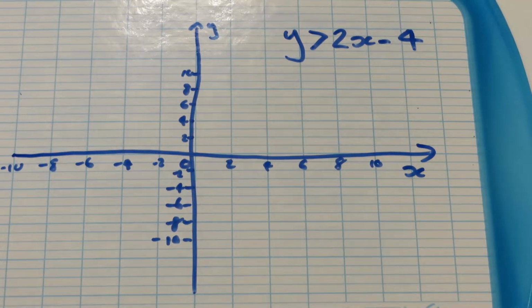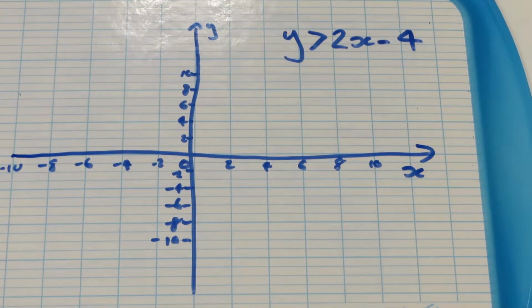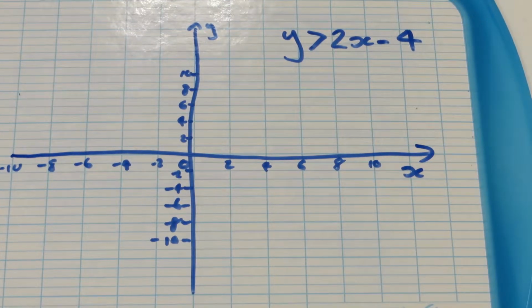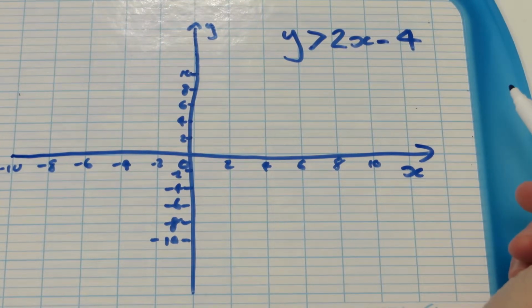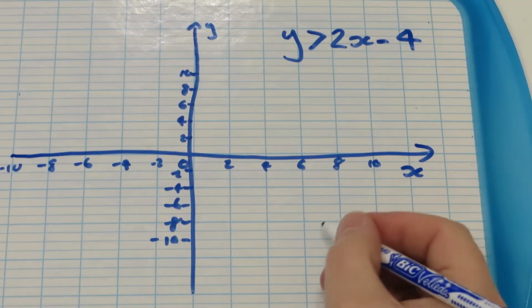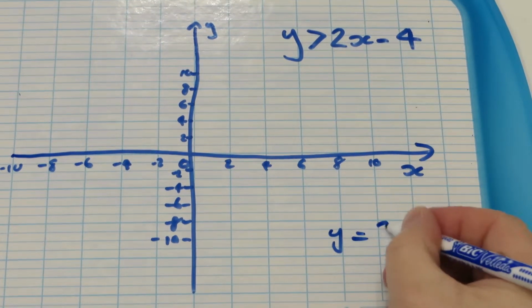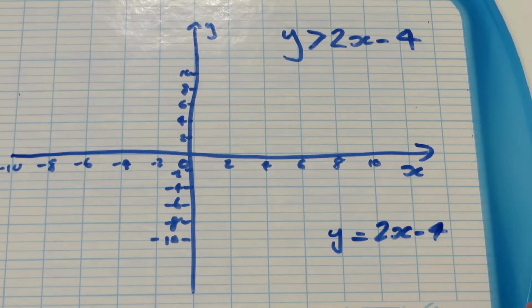Okay, for this next piece of work, we're going to be looking at graphing inequalities and being able to solve inequalities. So in this particular example, we've got here that y is greater than 2x minus 4. What we're going to do first of all is find the line y equals 2x minus 4. Now you can do this in various ways.